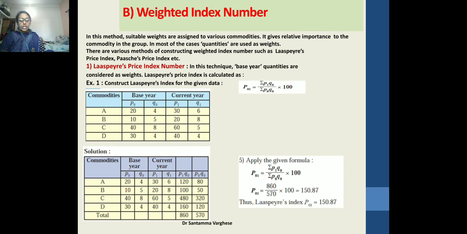Laspeyres' price index is calculated as P01 = ΣP1Q0 / ΣP0Q0 × 100. When you understand it properly, it will stay in your mind. For Laspeyres' construction, the formula is given as P01 = ΣP1Q0 divided by ΣP0Q0 into 100. Now, while the schedule is given, we have to work out the solution.